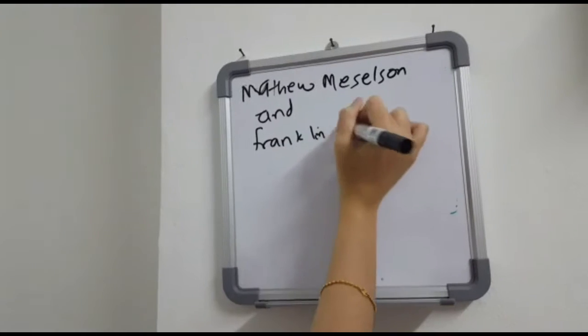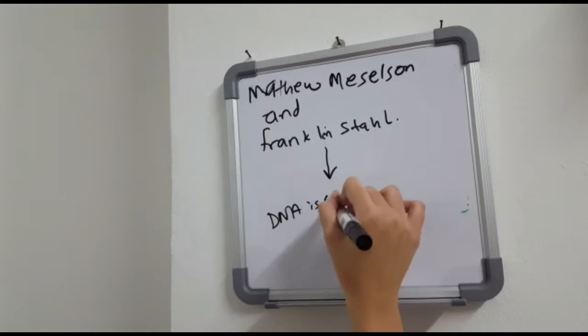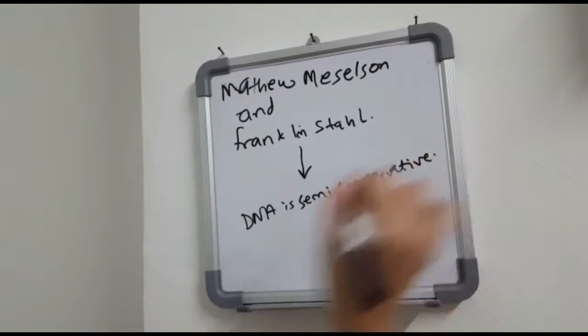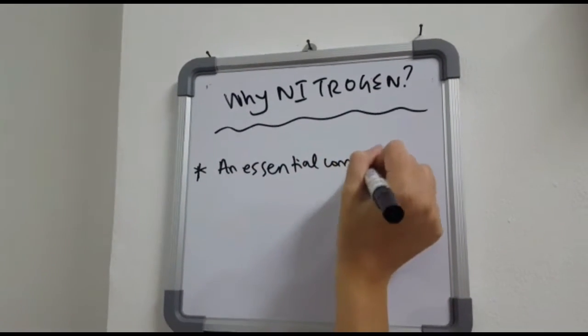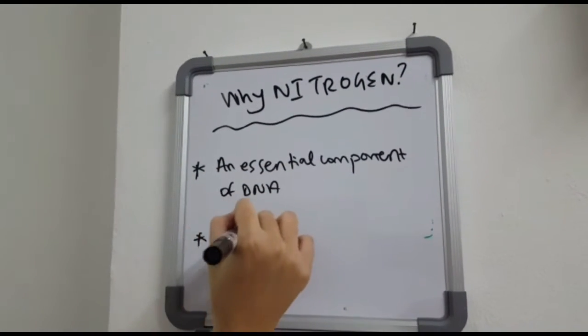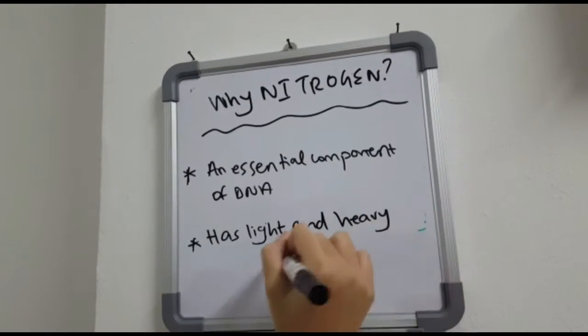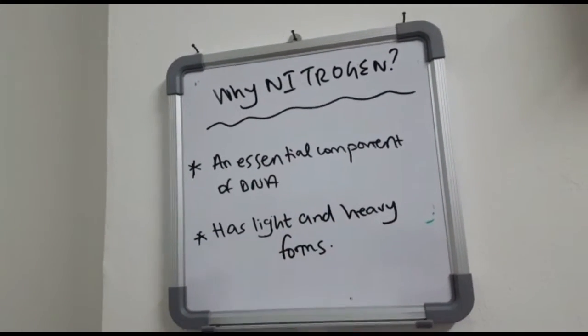Matthew Meselson and Franklin Stahl conducted an experiment and concluded that DNA replication is semi-conservative. They used isotopes of nitrogen in the experiment. This is because nitrogen is an essential component of DNA and because nitrogen has both heavy and light forms, which could bring about distinguishing factors.